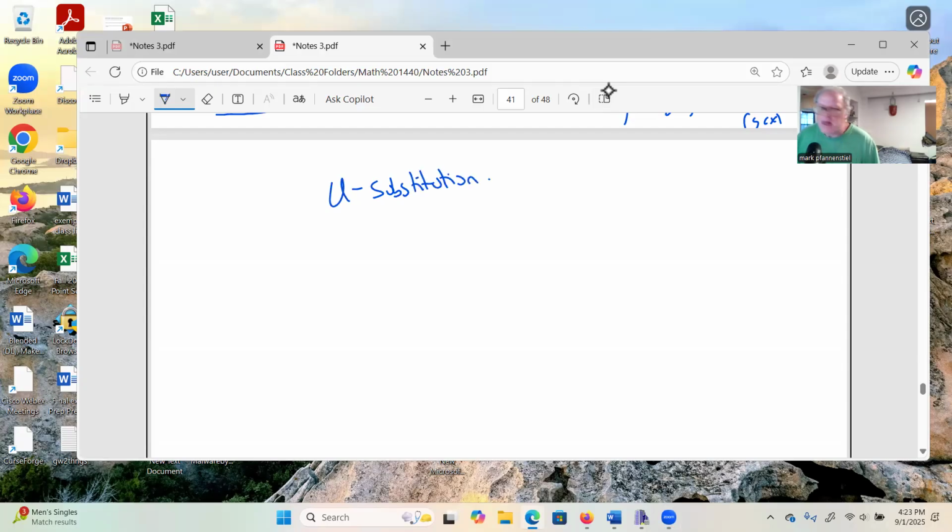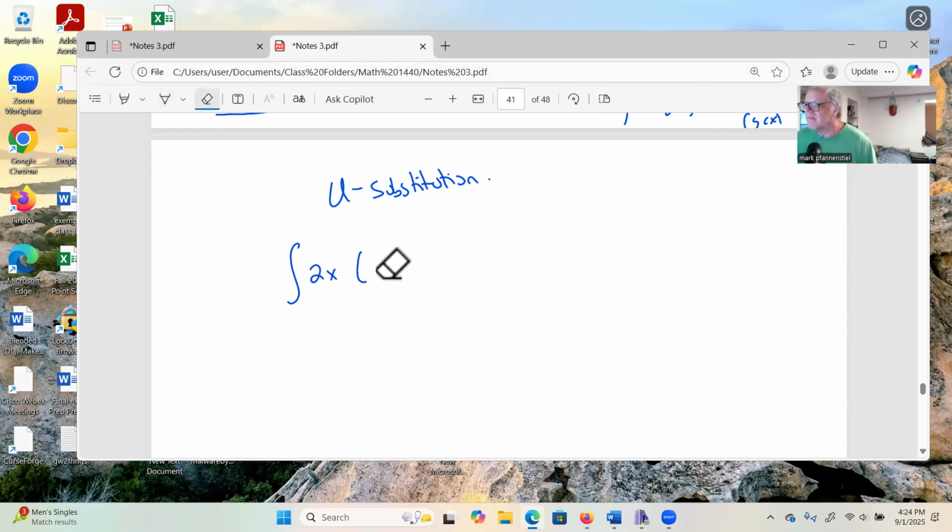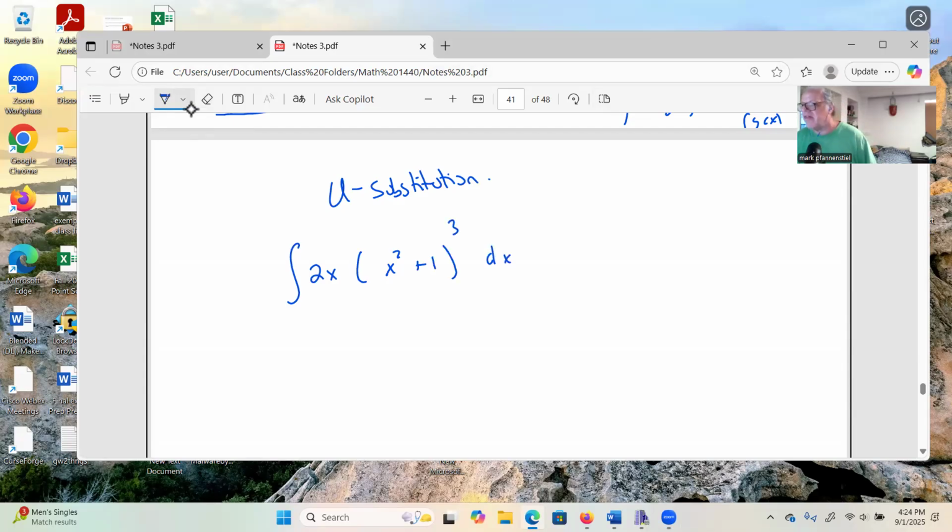Okay, so if we have an integral that's going to look something like 2x times, let's see, we've got 2x squared. No, we just have an x squared, sorry about that. And (x squared plus 1) cubed dx.